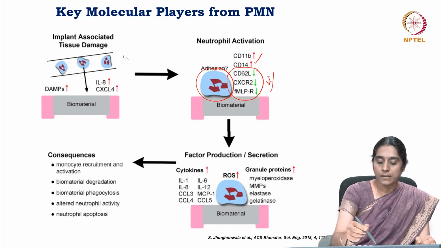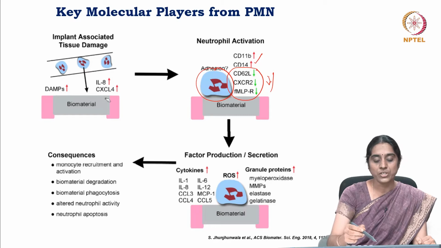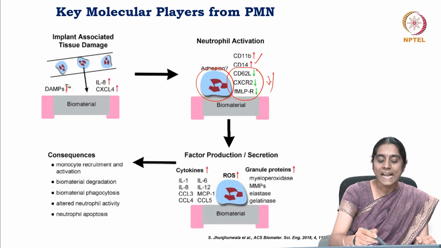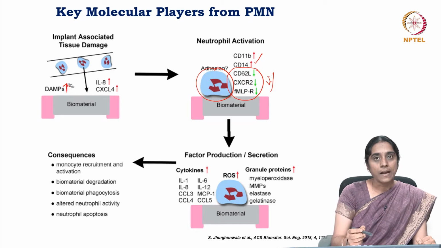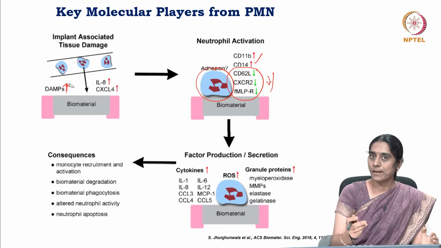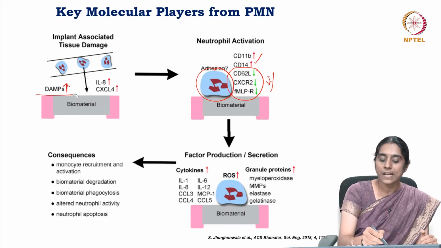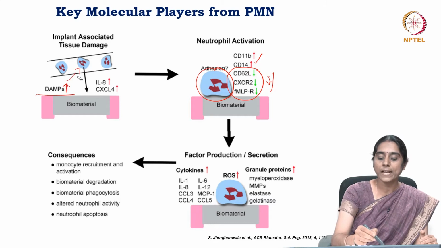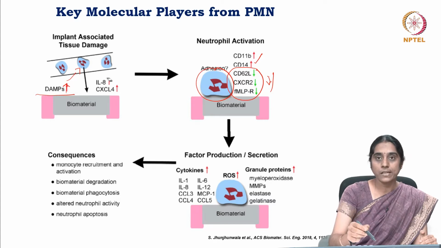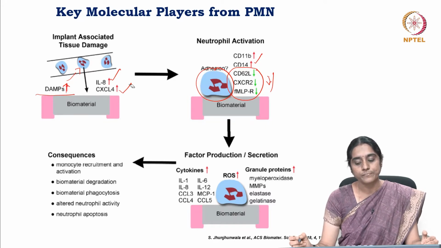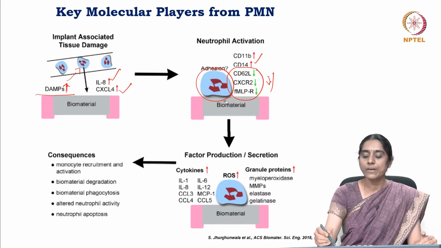If it is going to be implant-associated tissue damage, then there will be DAMPs. DAMP is what? Danger-associated molecular patterns. Whenever there is a tissue injury, these DAMPs are expressed, which will activate the PMNs, and they will cause the secretion of chemokines such as IL-8 and CXCL4. That will lead to activation of other neutrophils, and this is the process.